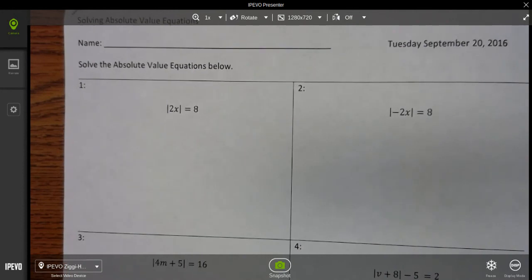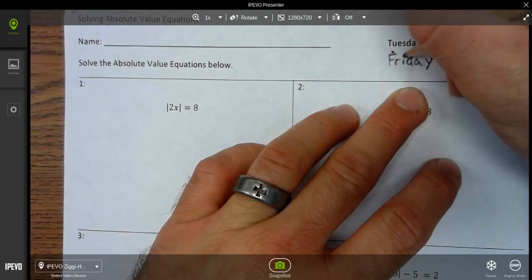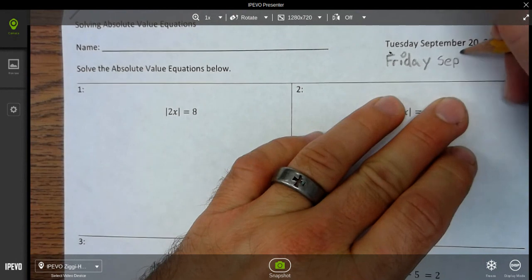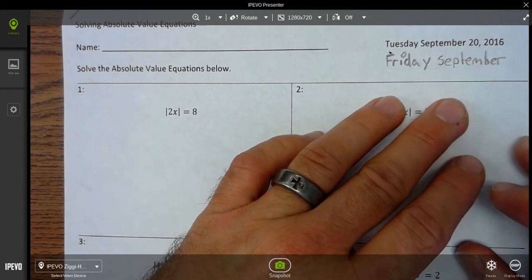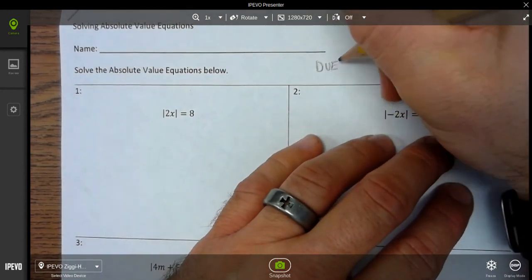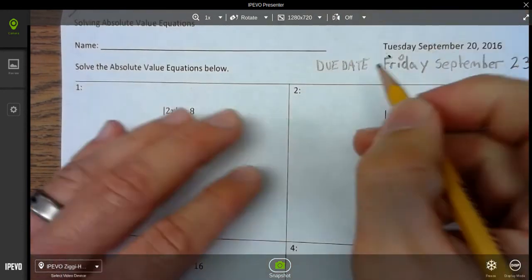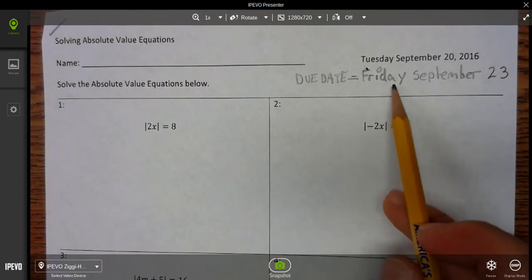All right, now because I'm not here on Tuesday or Wednesday, I'm going to make this assignment due on Friday. So write this down: Friday, September, make sure I get that right, 23rd. I'm going to give you an extension for this assignment, Friday, September 23rd.